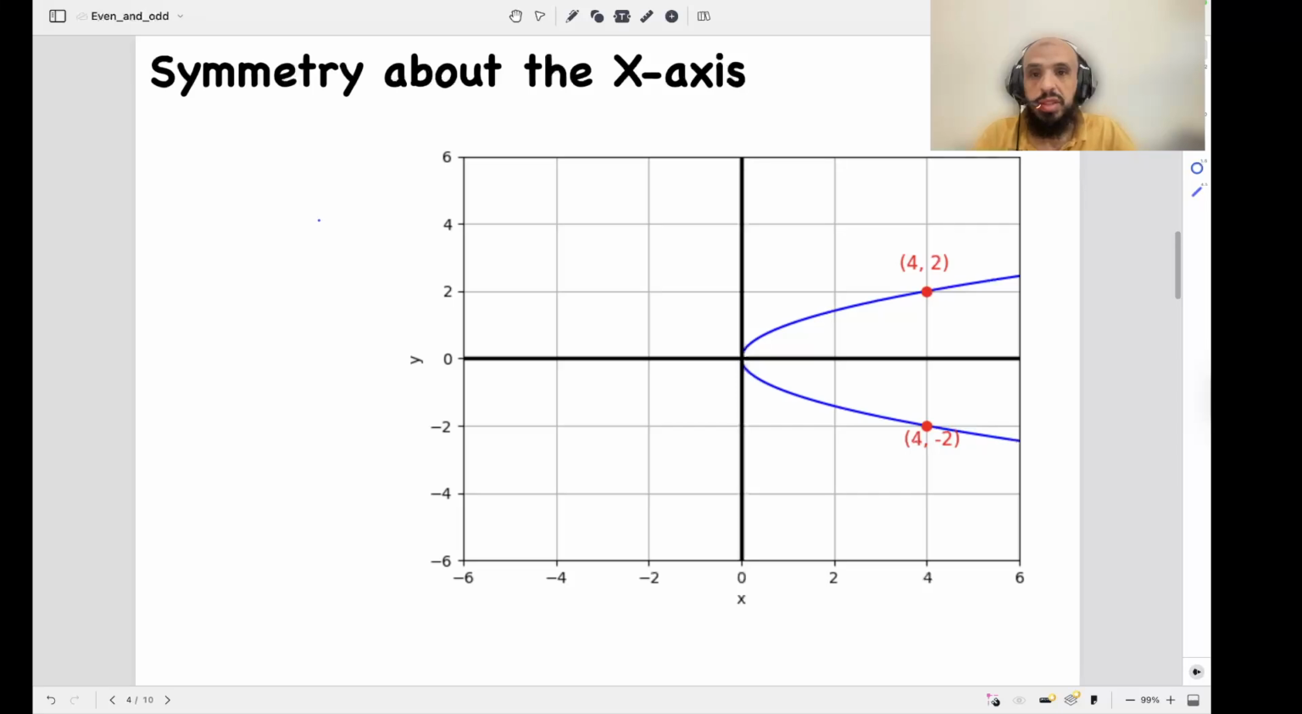A third type of symmetry is the symmetry about the x-axis, and we notice here that we have two points lying on the same graph. This graph is split by the x-axis into two halves, one in the positive x and positive y quadrant and one in the positive x and negative y quadrant. Here we notice the two points 4, 2 and 4, negative 2, and this is a representation of the relation x equals y squared, that is, y equals square root of x.